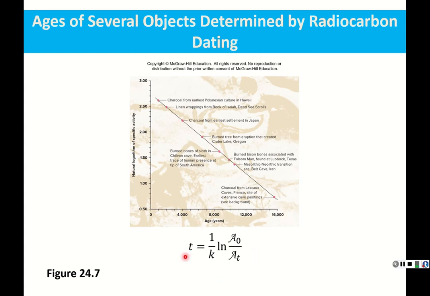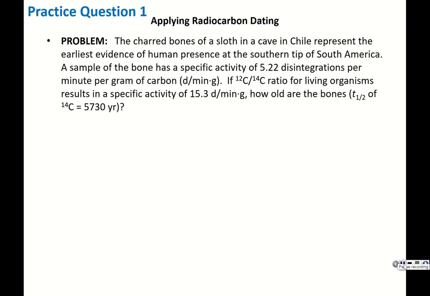And how the time is found is by using this equation. The time equals 1 over the rate times ln of the activity naught over the activity at time t. So let's try a practice problem using this.